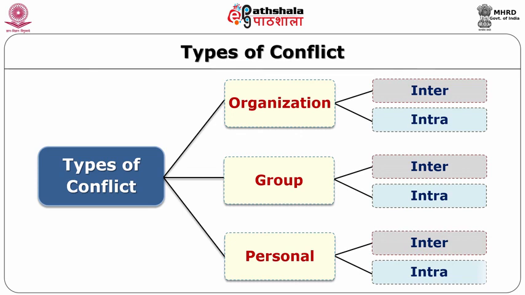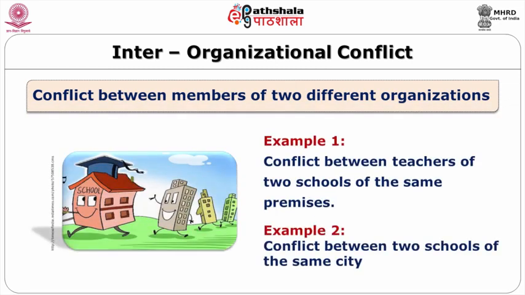The third level is individual level. Again, at individual level, there are two types of conflict, inter-conflict and intra-conflict. Inter-conflict is between persons, and intra means within a person. So, we can have two types of conflict at personal or individual level, that is interpersonal and intrapersonal. Now, let us elaborate on each type.